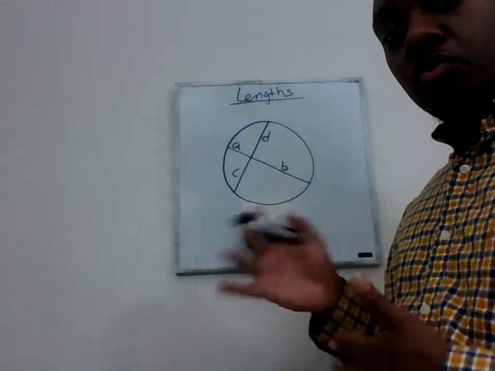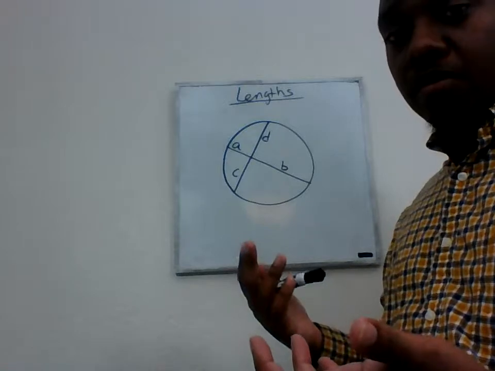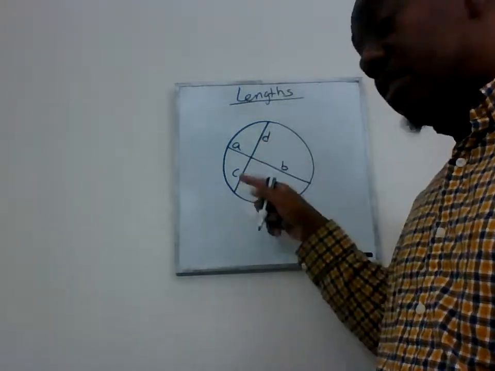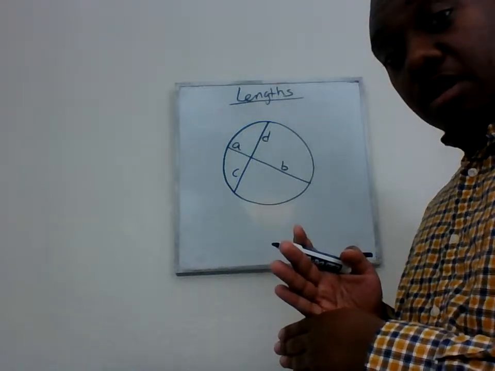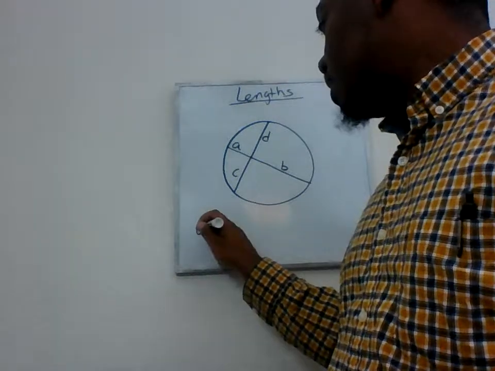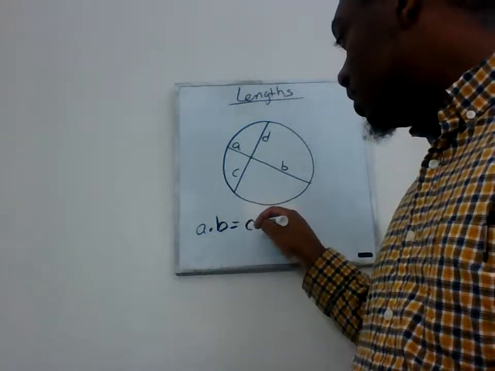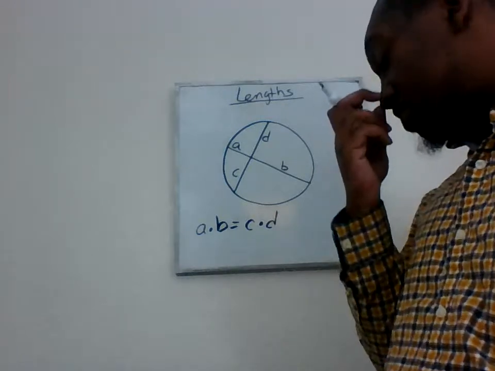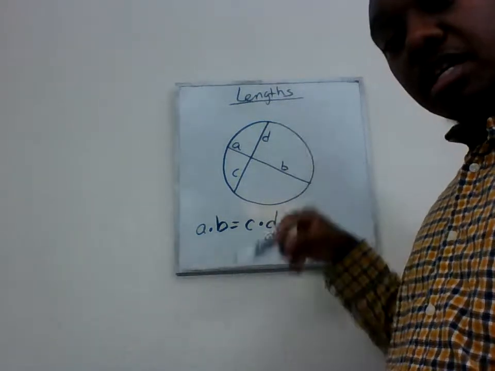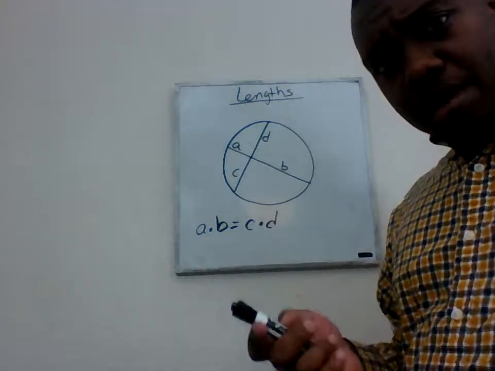Well, if we know three of these lengths here, we can find the fourth one quite easily, actually. It turns out that whenever the chords are split this way, with this intersection of two chords, if you multiply the two pieces of one chord, they equal the product of the other two pieces of the chord. So in this case, we get A times B equals C times D every single time. Okay, so what does that mean exactly?